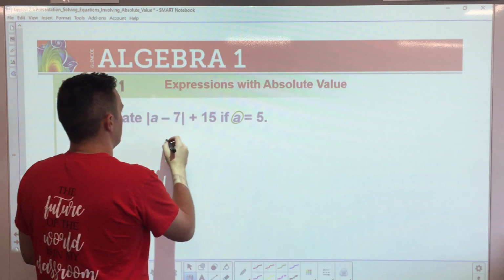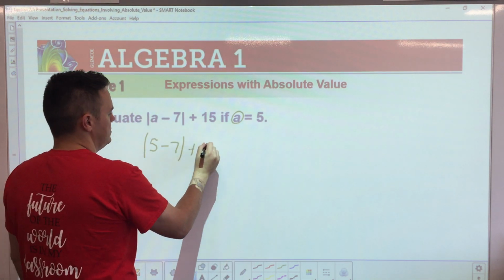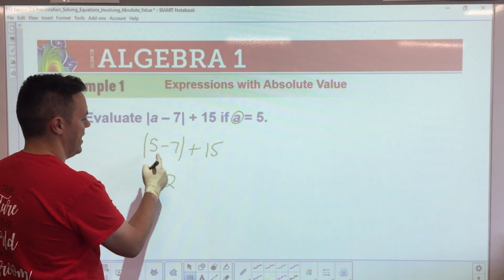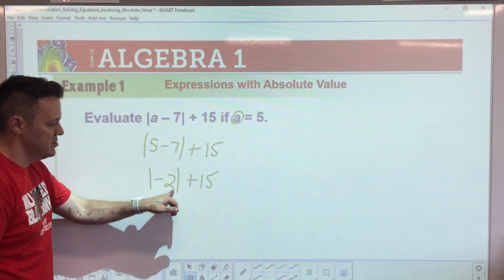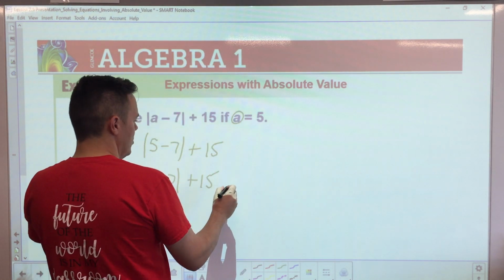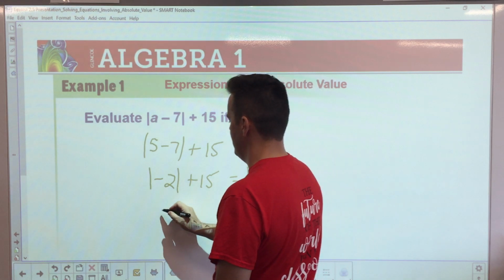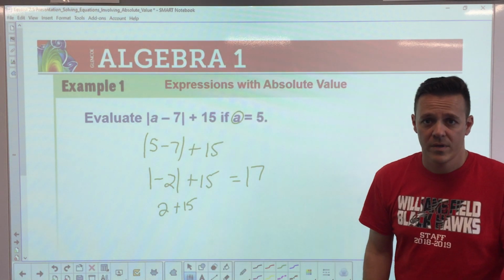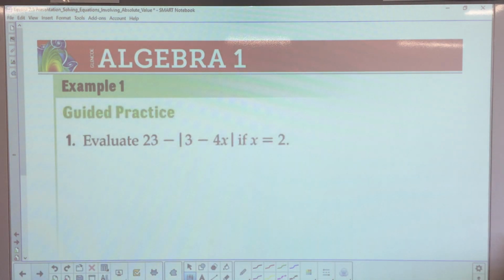So when a equals a number, what you're going to do is plug that number in. And then when you plug that number in, you just solve. So 5 minus 7 is negative 2 plus 15. But an absolute value means what? That this number always has to be positive. So since this is positive 2, you're going to end up with 17. Okay, this is 2 plus 15. Now what I want you to do is this next simple one on your own, the guided practice.